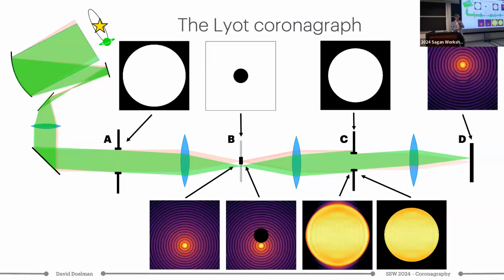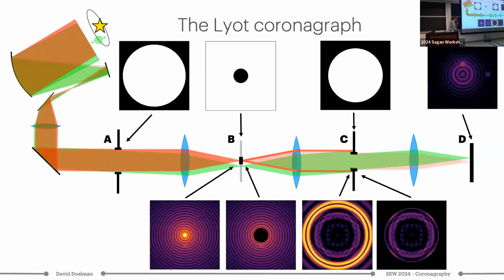What happens when we combine both the star and planet light? Well, we've blocked out the starlight by 2 orders of magnitude, roughly. And so we can actually see the planet light that was hidden below here.